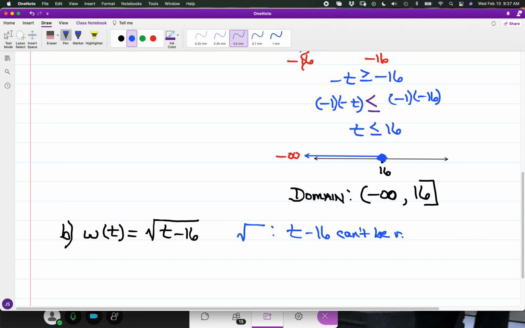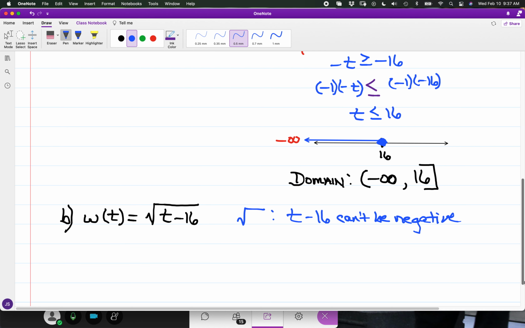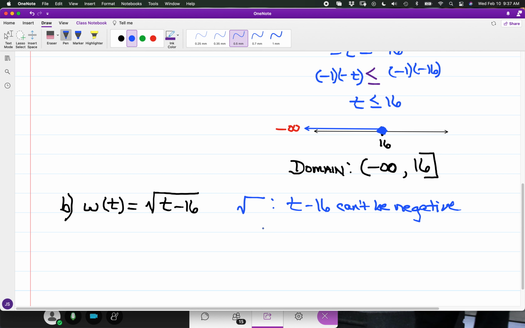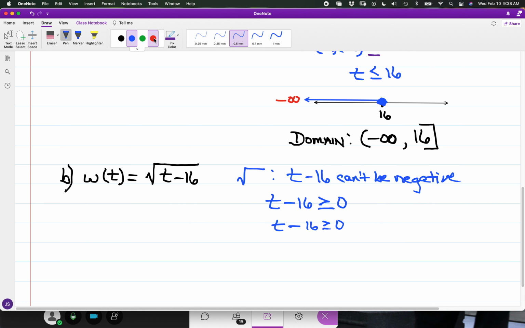And so we're going to once again set up a comparison to 0 inequality. It can't be negative, so in other words, t minus 16 cannot be less than 0. It can be 0 and it can be positive. So just as I did with 16 minus t in part A, I'm going to set t minus 16 greater than or equal to 0, and isolate the t. This time I'm going to add 16 to both sides, and so we have t is greater than or equal to 16.